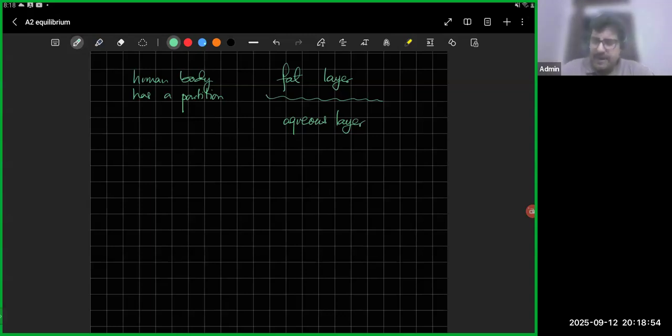So if particles are flowing, and there are all sorts of different particles, if they're more soluble in the fat layer, then they'll cross the partition and move to the fat layer, right? And if some other particles are more soluble in the aqueous layer, they will cross the partition and move to the aqueous layer. ठीक है, तो आपके blood में ना this thing is constantly going on. Particles are crossing partitions and they move wherever they are more soluble.